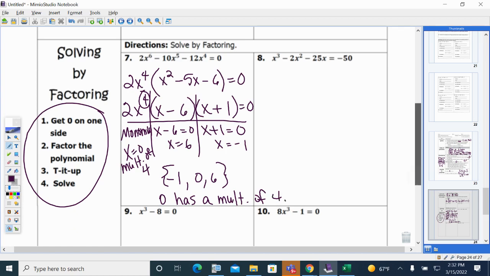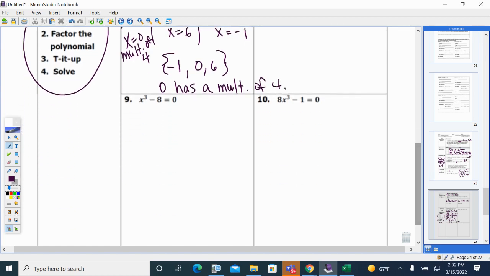I want to jump down to one where we can factor by cubing the sum and difference of cubes. Number 9, x cubed minus 8 is going to factor into a binomial and a trinomial. So the cube root of x cubed is x, the cube root of 8 is 2. Keep the sign. The next set is going to be plus plus: square, multiply, square.